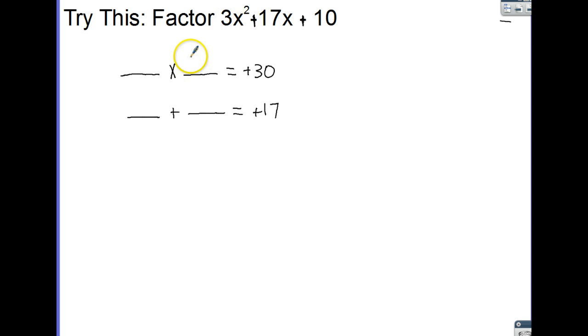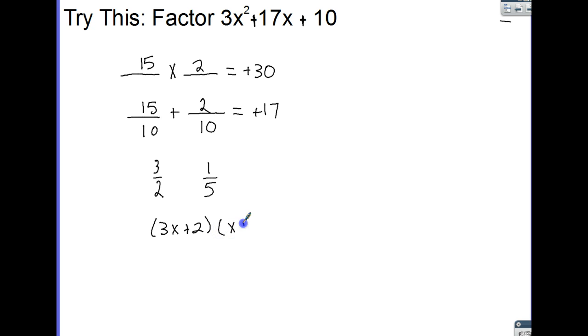Okay, so two numbers that multiply to be positive 30 that add to be positive 17. That's going to be 15 and 2. And then we're going to divide by the C number, 10. And we get, dividing by 5, 3 over 2, and 1 over 5. This becomes 3x plus 2, and this becomes x plus 5. And that will multiply to give us 3x squared plus 17x plus 10. Next problem.